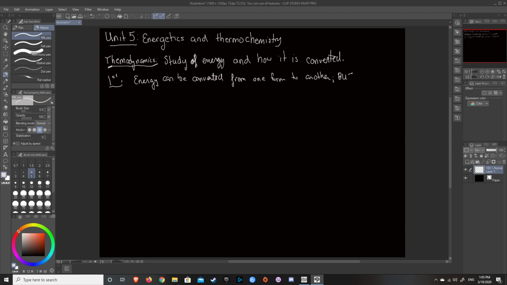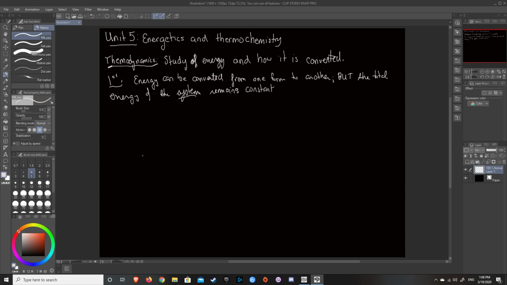But, and this is in a closed system, the total energy of the system remains constant. What this means, though, depends on what we define as the system, right?